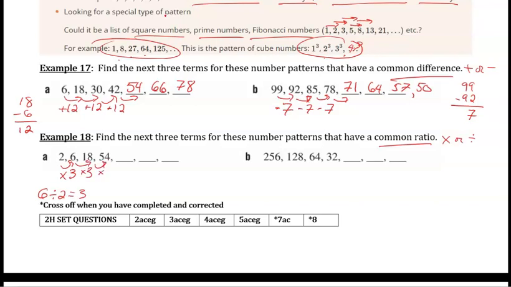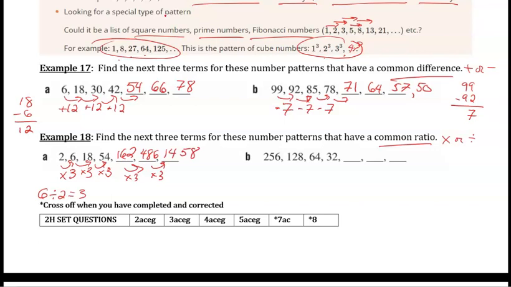So let's see if that's going to be true. 6 times 3 is 18, right? 18 times 3 is 54. I think I'm going to start needing a calculator for this one. 54 times 3 is 162, not 462. And then I definitely need my calculator to get 486, because this is all times 3. And 3 times 486 will be 1,458.